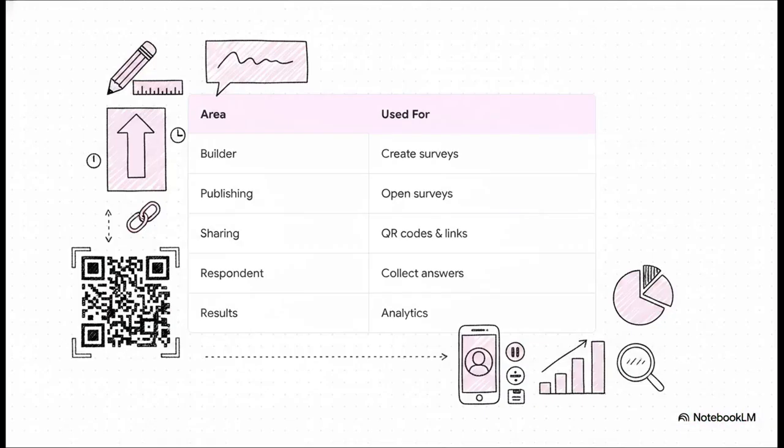Now, what's really interesting about this slide is how the dashboard breaks the entire complex research workflow down into 5 clean, manageable areas, all accessible right from a single hub. You've got the builder, which is where you create everything from your basic consent forms to those super complex Likert scale grids. Then there's publishing, where you manage your drafts and actually push the survey live. Sharing gives you all the distribution tools like QR codes and tagged links.